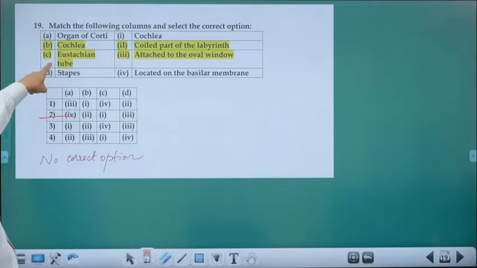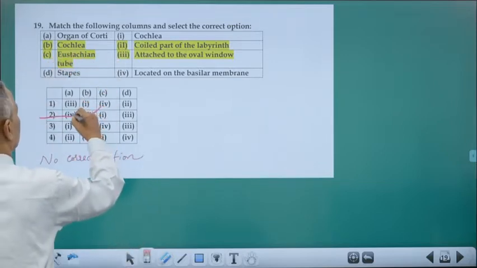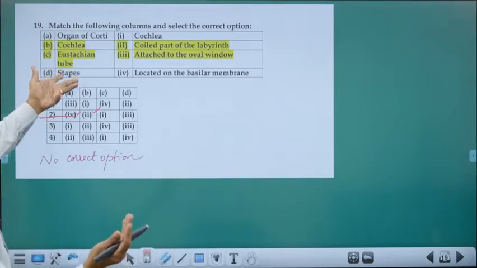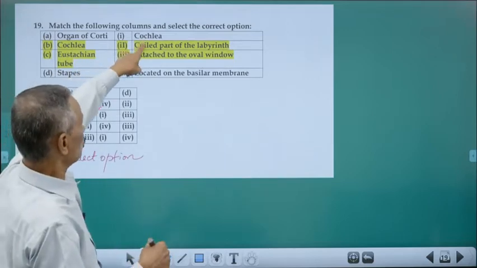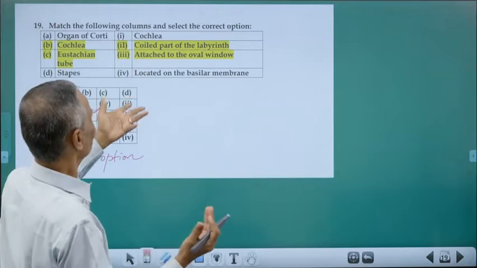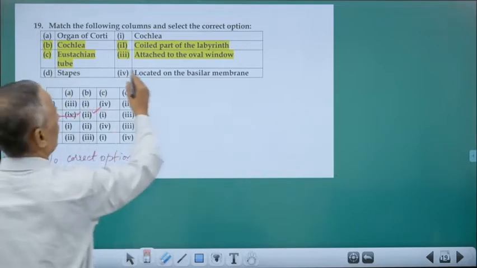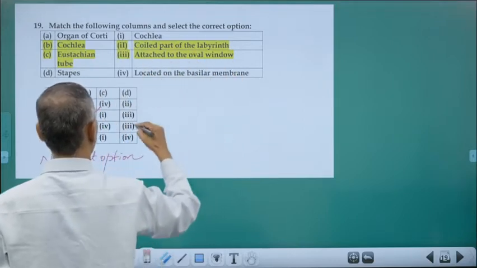Okay. What is the cochlea? The cochlea is the coiled part. Again we take it: eustachian tube, there is no answer for that. The eustachian tube is not attached to the cochlea. It is not located on the basilar membrane. It is not attached to the oval window. So there is no correct option for that. Stapes is the innermost ear ossicle, attached to the oval window.